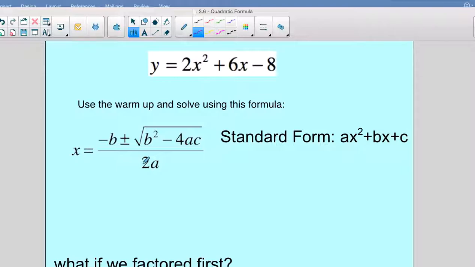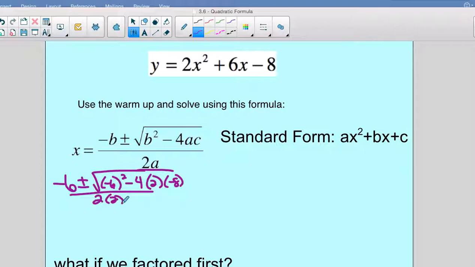So, if we plug it in, negative b is going to be negative 6, plus or minus the square root of b squared, so negative 6 squared, minus 4a, which is 2, and c, which is negative 8, all over 2 times a, which is 2 again. So if I was to keep going with this, I would have negative 6 plus or minus.